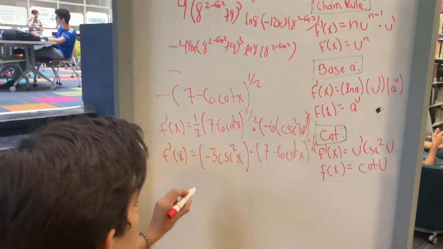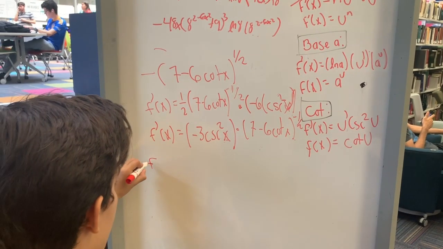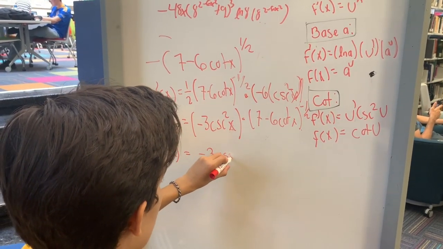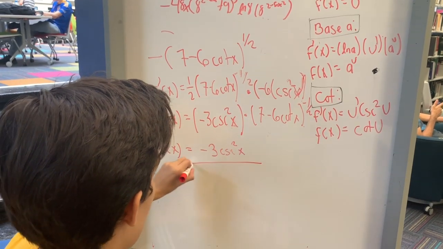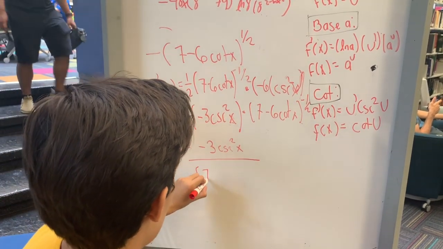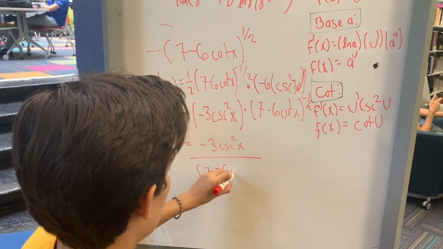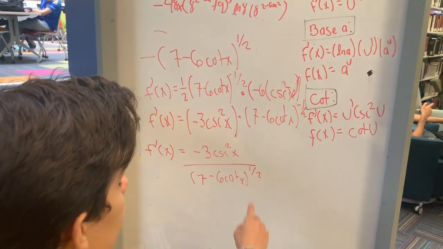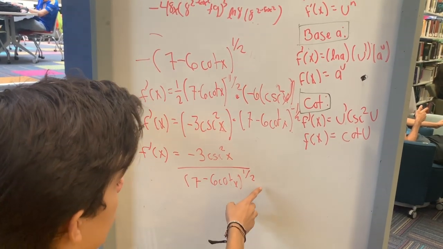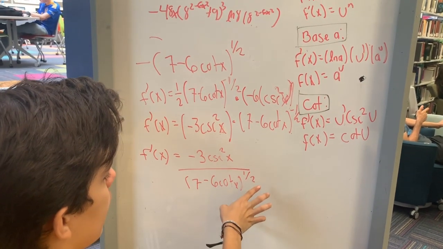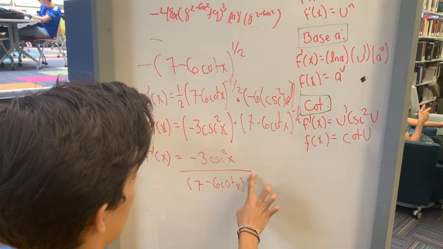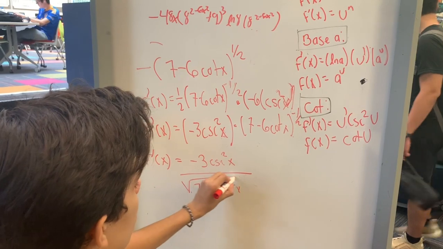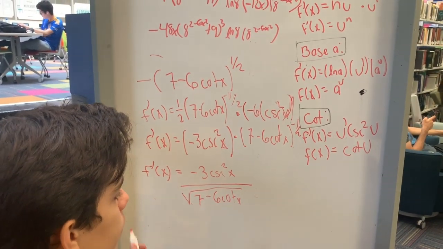so it goes f'(x) equals minus 3 cosecant squared x divided by (7 minus 6 cot x) to the 1/2. And then you can leave it like that, or you can make it again a square root to be more simplified, and you leave it like that.